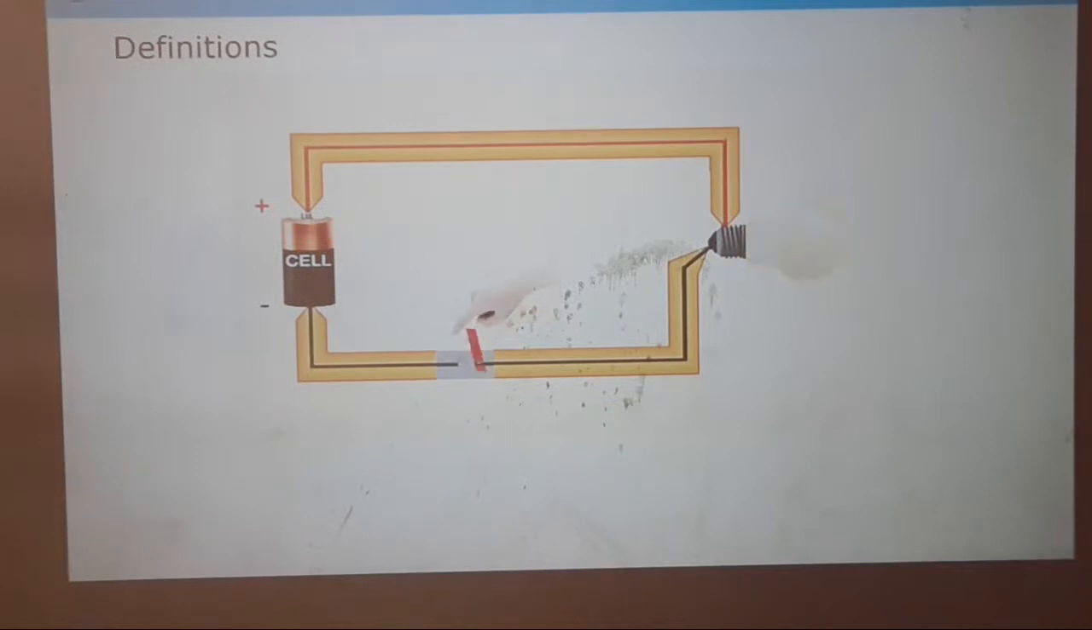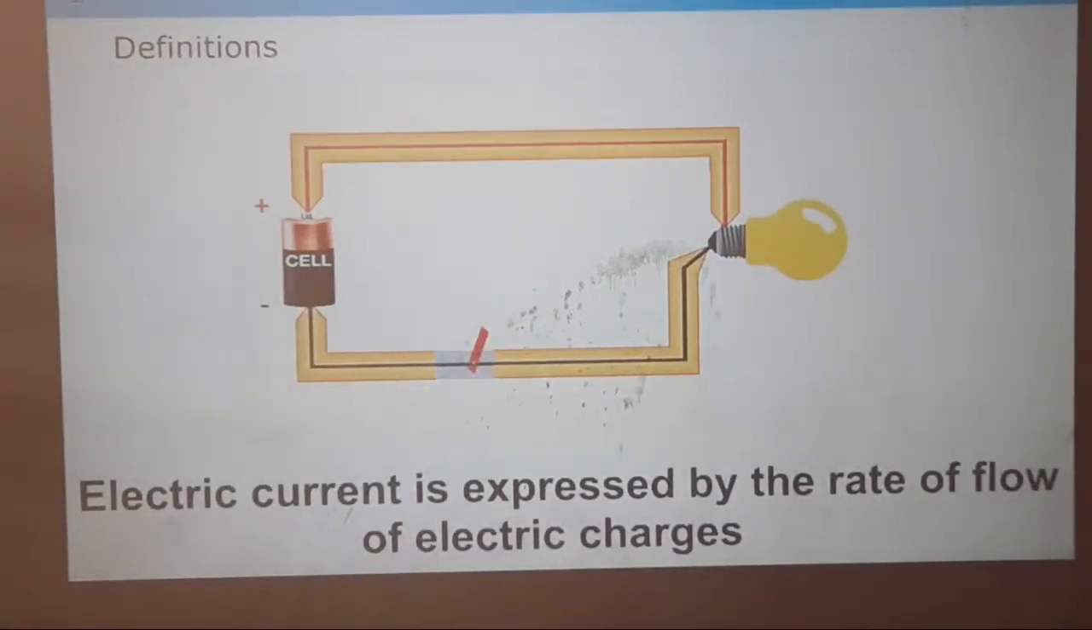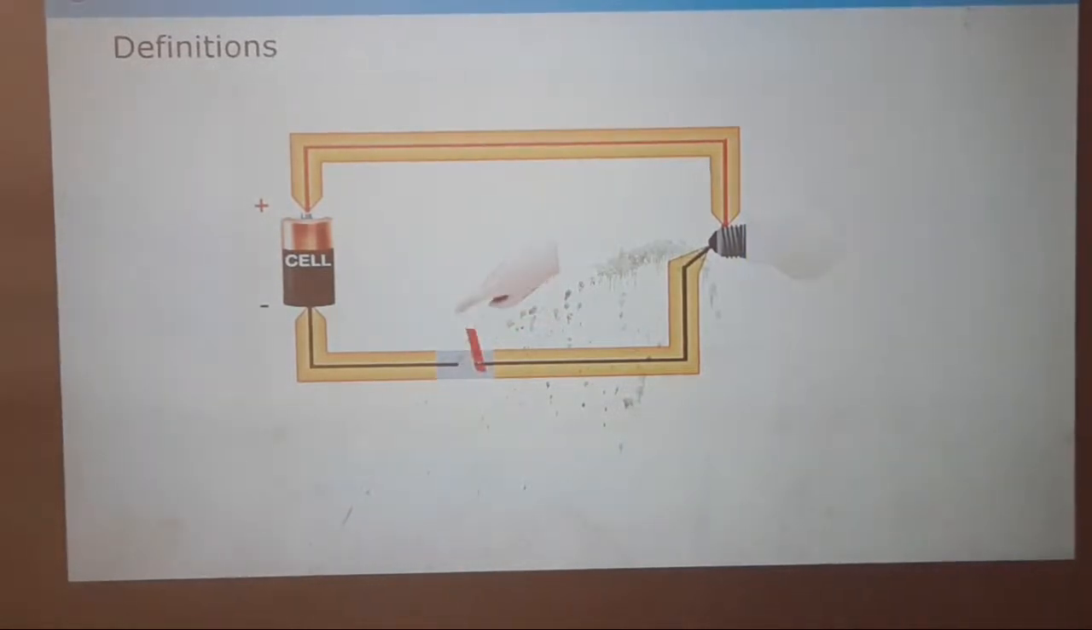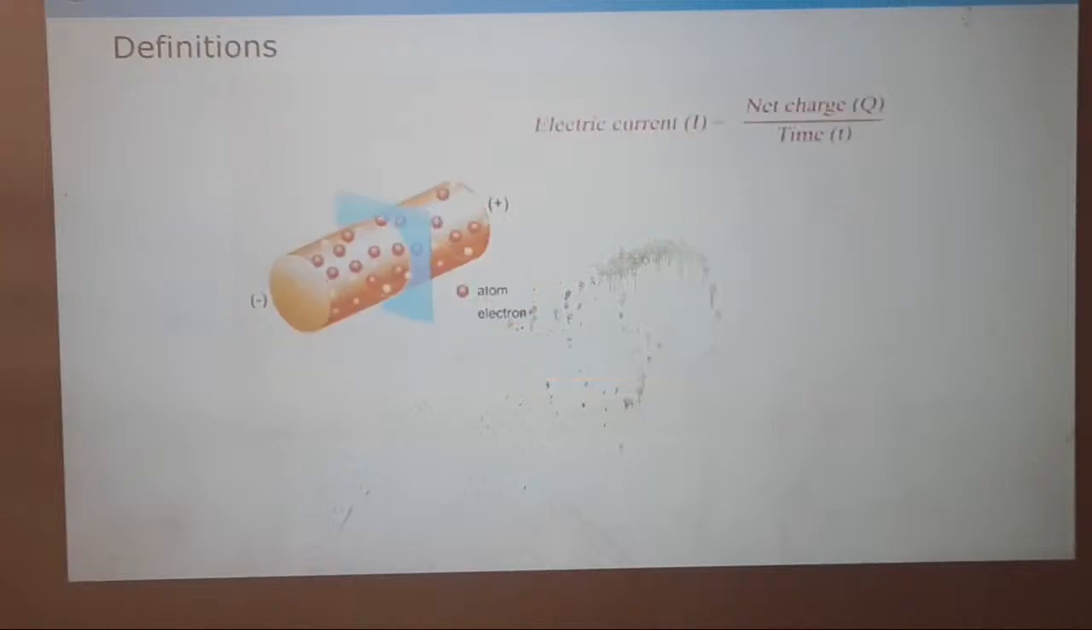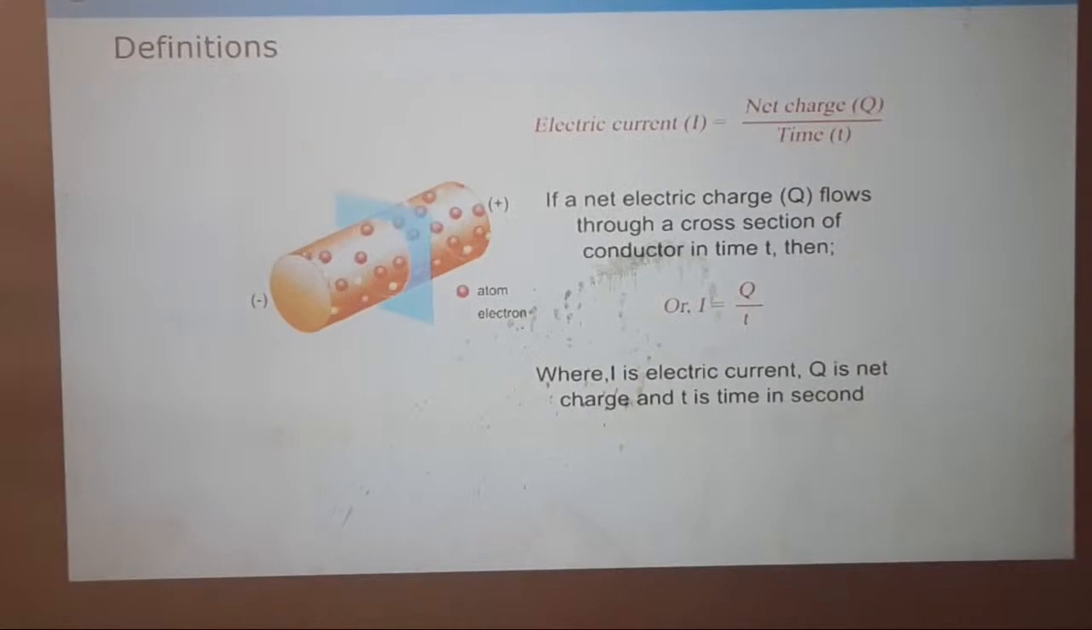Expression of electric current. Electric current is denoted by the letter I. Electric current is expressed by the rate of flow of electric charges. Rate of flow means the amount of charge flowing through a particular area in unit time. If a net electric charge Q flows through a cross-section of a conductor in time t, then electric current I is equal to net charge Q by time t, or I equal to Q by t, where I is electric current, Q is net charge, and t is time in seconds.